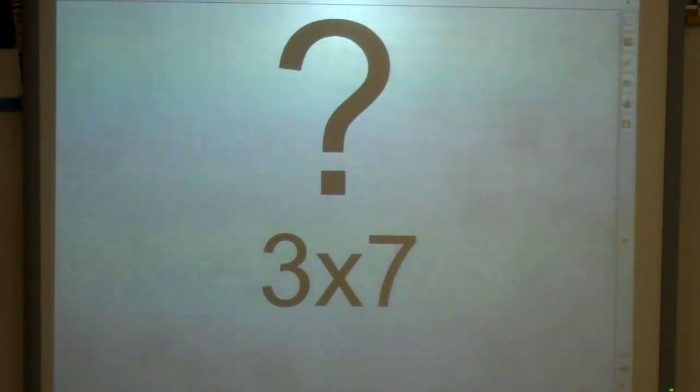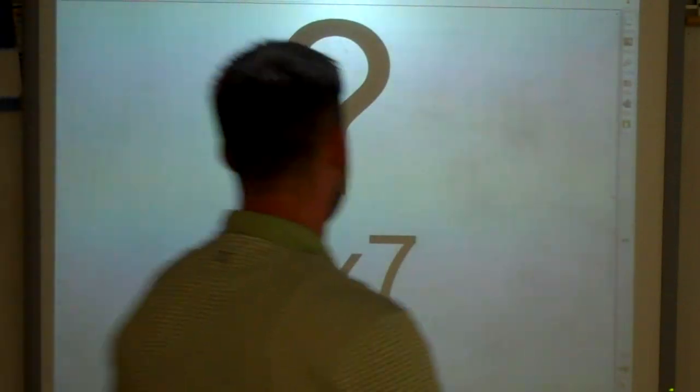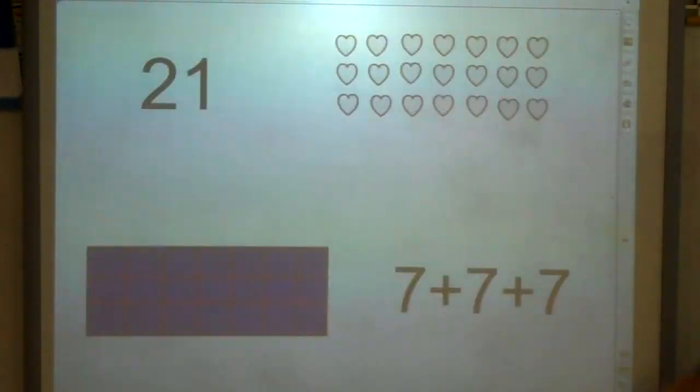This is Mr. Morton with your drop-in unit created by the 4th grade team. And up on the board you see a question mark with 3 times 7. I'm going to give you a few minutes. I want you to think about 3 times 7. As you're thinking about 3 times 7, many of you probably thought of 21.